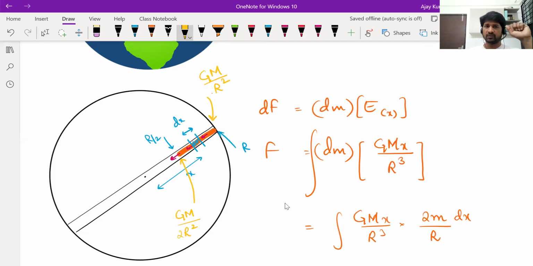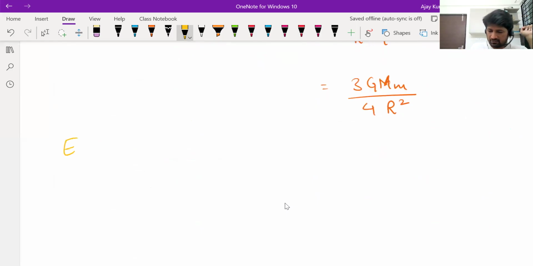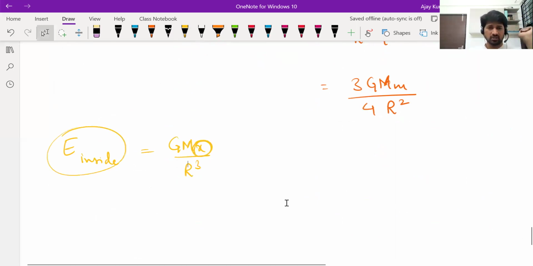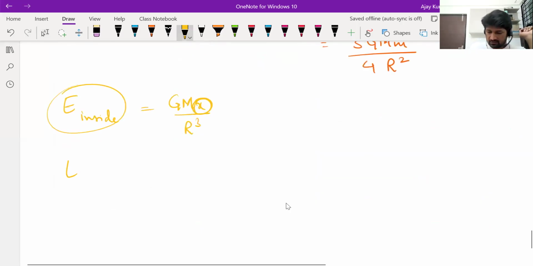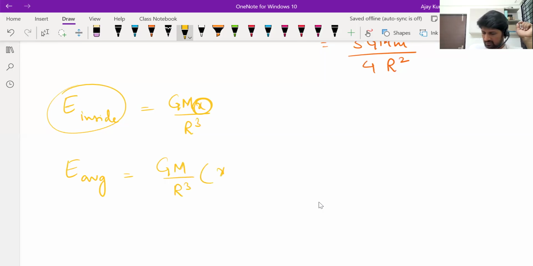That's the field. Now we know that gravitational field inside the solid sphere is given by the formula GMx divided by r cube. The field is proportional to distance. When y is proportional to x, the average value of y will be proportional to the average value of x. You can write the average value as GM by r cube into (x initial plus x final) divided by 2.